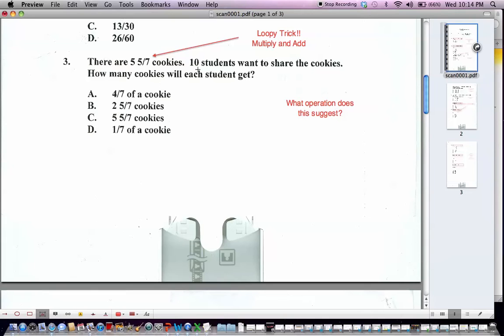What operation does this question suggest we do? You have this total amount of cookies, and there's 10 students that want to share them. So how many cookies will each student get? What operation must we do here? Are we going to divide or are we going to multiply? Think about that. And then make sure your answer is in lowest terms. Don't forget the loopy trick.